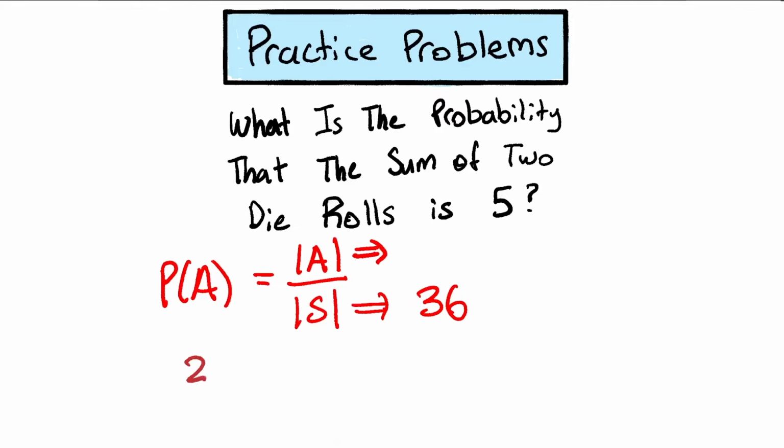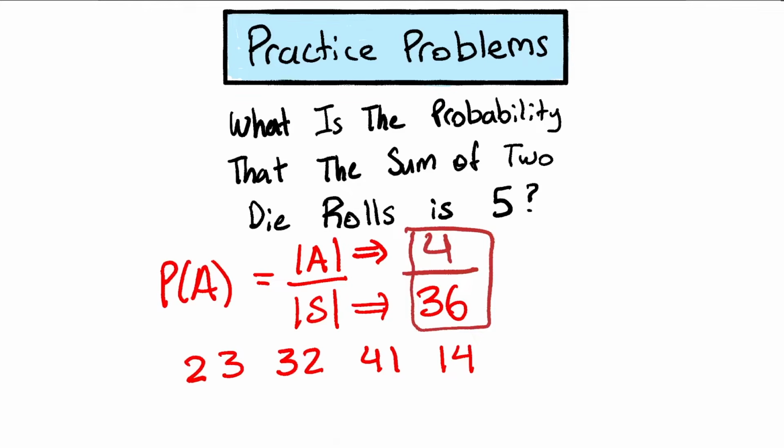Now, what is the number of ways that you can roll a 5 with 2 die rolls? Well, you could roll a 2, then a 3, or you could roll a 3, then a 2, or you could roll a 4, then a 1, or a 1, then a 4. So there are 4 possible ways to roll 2 die that sum to 5. Thus, our final probability is 4 over 36, which is the same thing as 1/9.